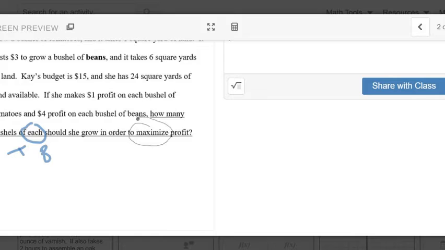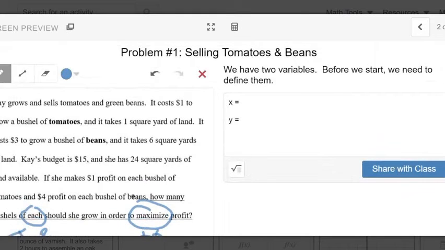maximize her profit? So that means to make the most money. We want to make the most money possible when she's growing and selling her vegetables. That's going to be our end goal here. So we're going to have a couple steps to figure that out. It says we have 2 variables. Before we start, we need to define them.